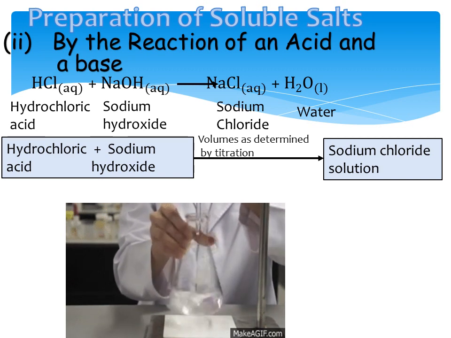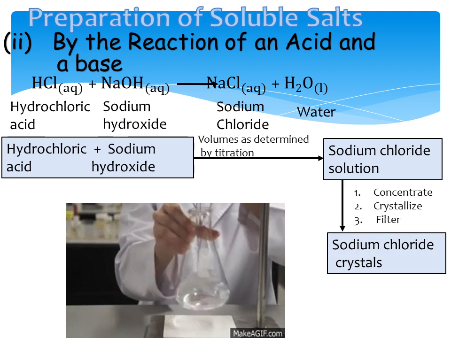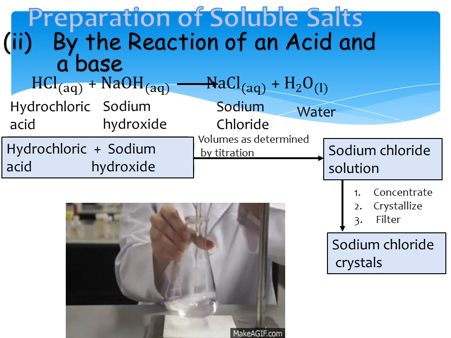As you know that the starting materials both are in aqueous state and both are soluble in water, so you get a soluble salt, so there is no need to go for a starting filtration process. You simply go for concentrate. You have to heat it, evaporate it till saturation point, then you have to crystallize it, cool it, and then finally you have to filter it to get the precipitates and wash it.